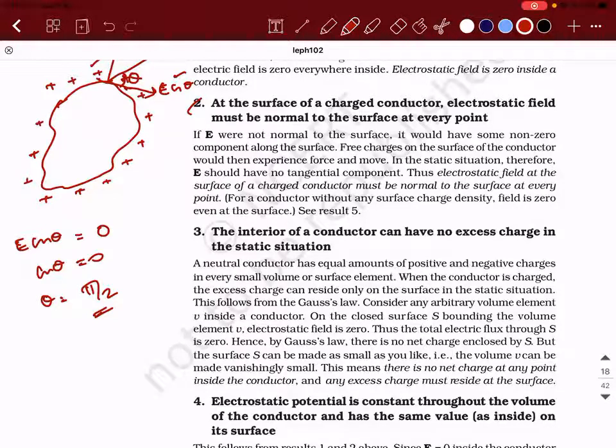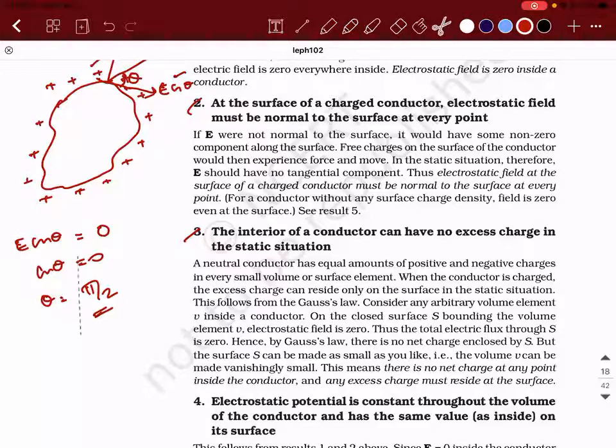Is it clear, guys? What is the logic you have written? Can someone repeat it? When the excess charge sits on the surface of the conductor, if the electric field was not perpendicular to the surface, then a tangential component of the electric field would have generated a force on the excess charge, which violates the condition of electrostatics. It is exactly the same thing that is given here, but I tried to show you mathematically.